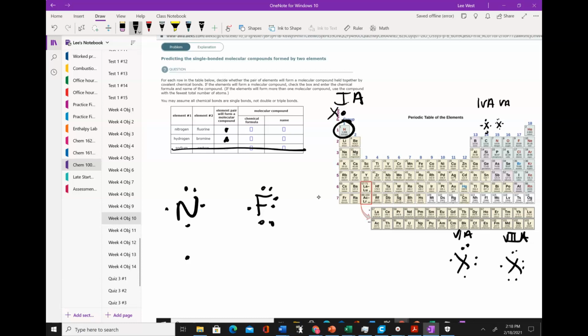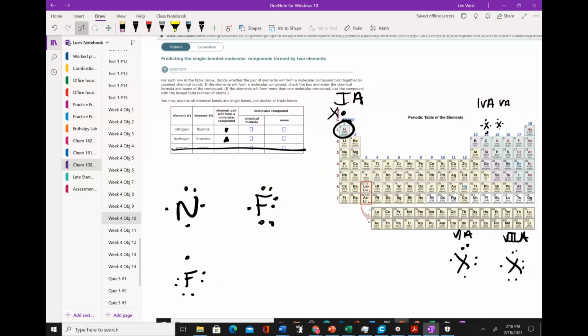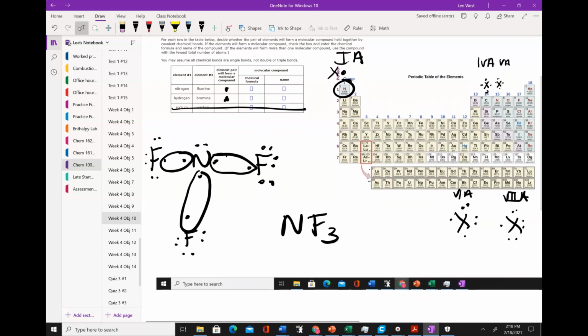So we're going to need 3 fluorines. Okay, let's move that nitrogen. Oh gosh, we're going to need 3. And then the nitrogen is going to go there. There we go. And you see these unpaired dots are going to pair up and form our single bonds. So the chemical formula will be NF3. Okay, so how do we name it?